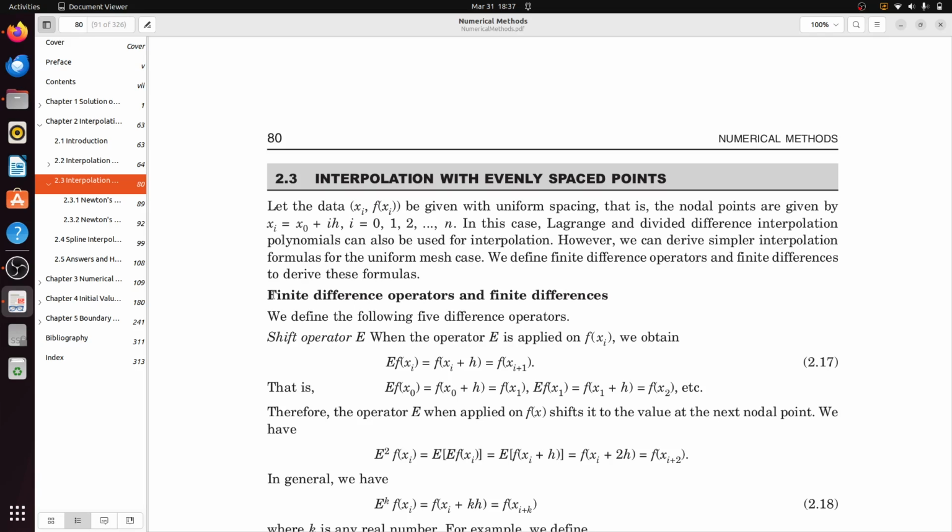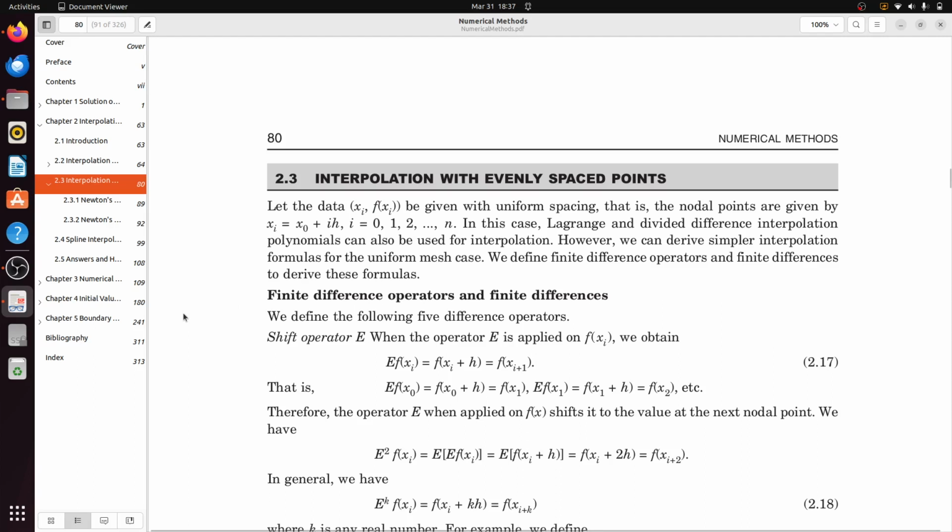are effective for non uniform spacing also. That means the techniques which we have learned for non uniform spacing are also effective for uniform spacing. However, for uniform spacing problems, we can derive simpler interpolation formulas for the uniform mesh case.